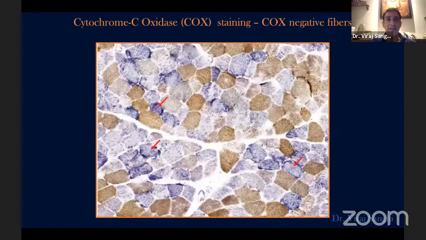And this is a cytochrome C oxidase stain or a COX stain on these fibers. The muscle fibers that are purplish in color are the ones in which you don't have COX. So those are the COX negative fibers. So this is again just an example to show you muscle biopsy, and the purplish color is the ones which are COX negative. Normal fibers should be stained brown.